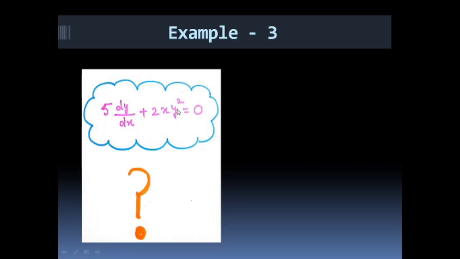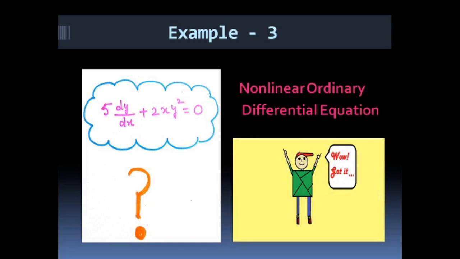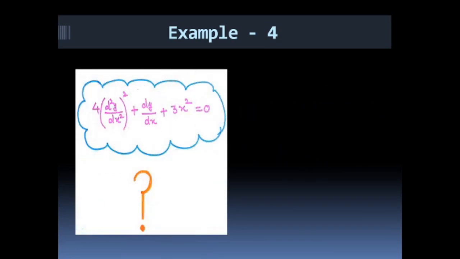So there is y squared. So this dependent variable has degree 2. So first condition is not satisfied. It means that this is a non-linear ordinary differential equation. Yes. Now we'll come to next example.